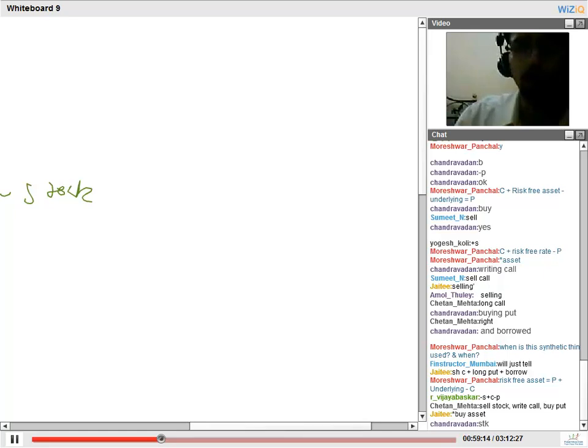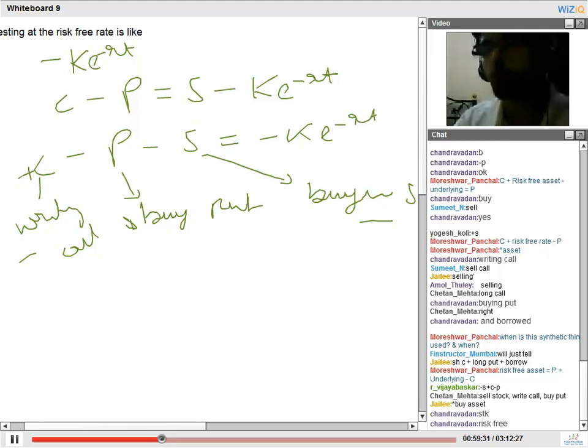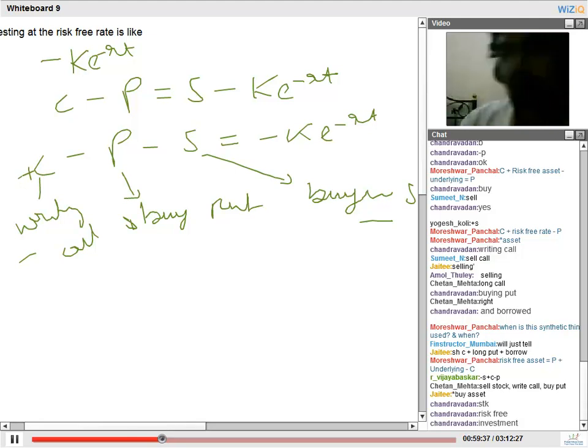So write a call option, buy a put option and buy the stock. You would have created a risk-free position. You would have created an investment at the risk-free rate. Understand, guys? Minus S is buying the stock, not selling the stock.